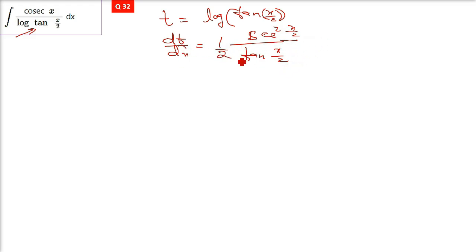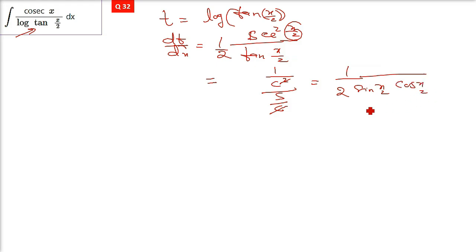So this sec square is 1 by cos square. Tan is sine by cos. So what are you going to get? Just cancel one cos. The sine goes to the denominator. It will eventually be 1 by cos square into cos by sine, so 1 by 2 sine x by 2 cos x by 2, because of course it's x by 2. 2 sine theta cos theta is sine 2 theta. 2 sine x by 2 cos x by 2 is sine of 2 into x by 2, which is x only. So 1 by sine x you got.